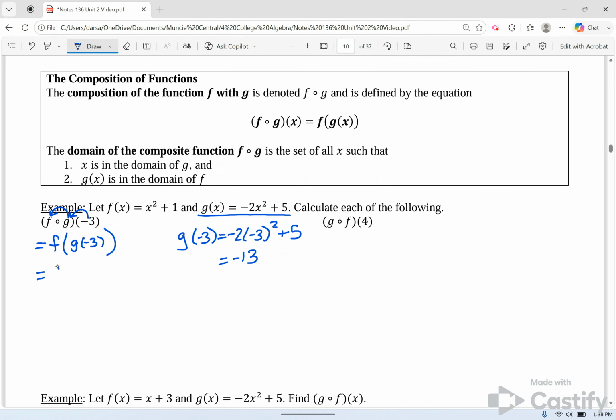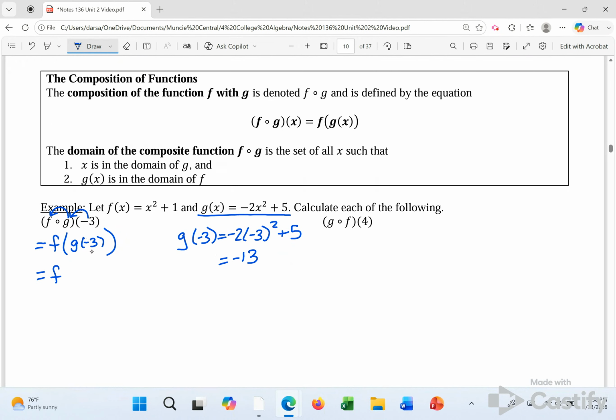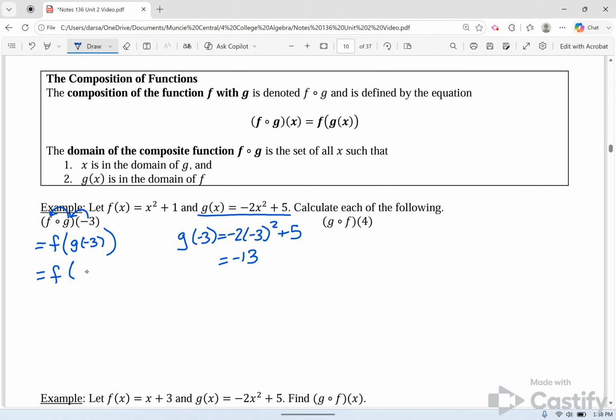When you're using composition and figuring these out, you always want to work from the inside out. So g of negative 3 was the inside of our function, and we calculated that. Now g of negative 3 is negative 13, so we're going to plug that negative 13 into f of x. So what is f of negative 13? Well, that's negative 13 squared plus 1, or 170. So f of g of negative 3 is the same as f of negative 13, which is 170.